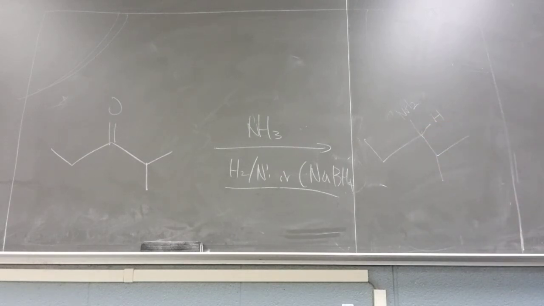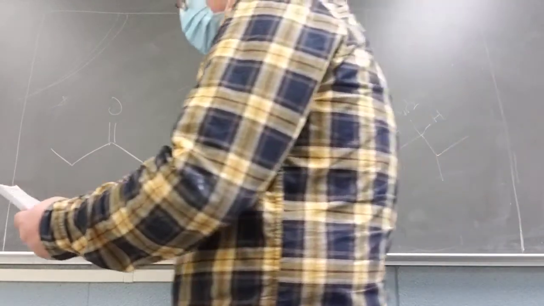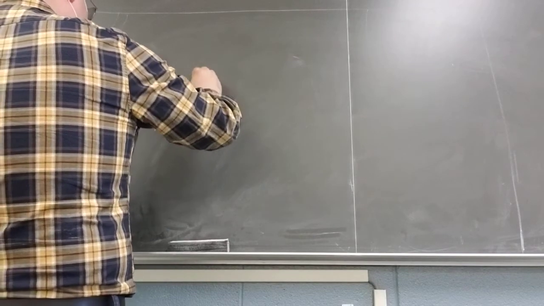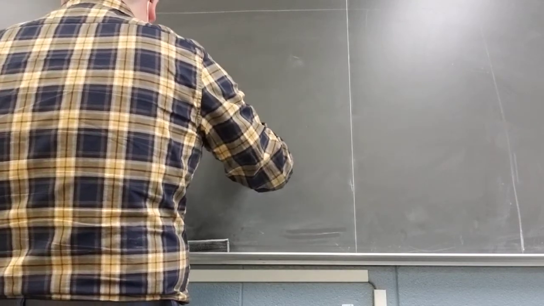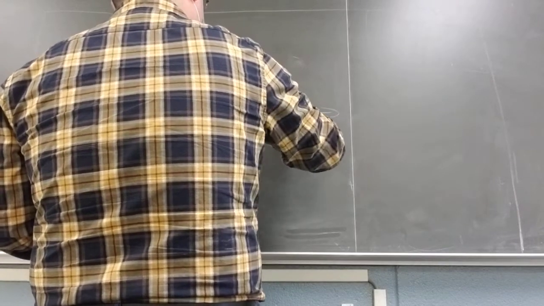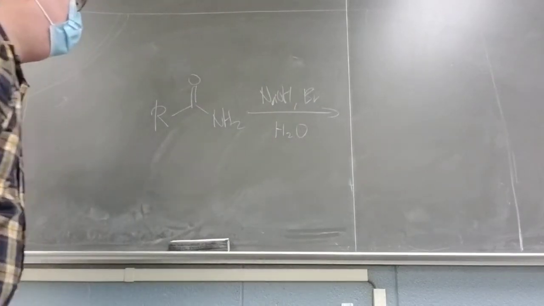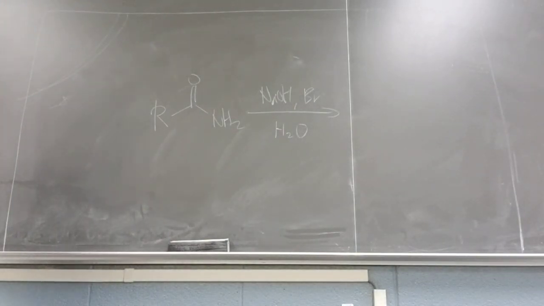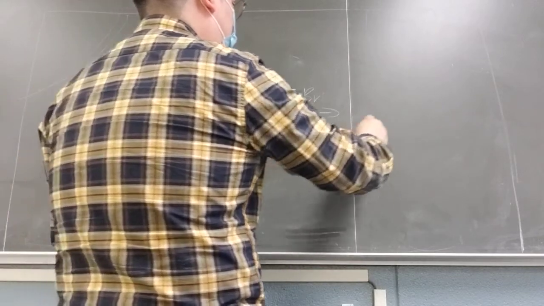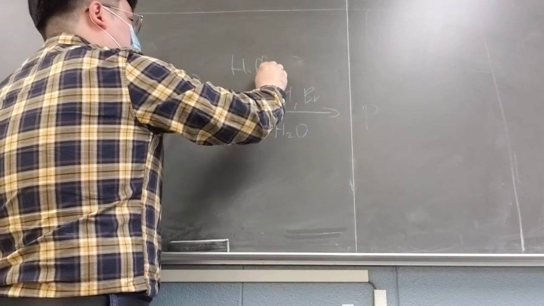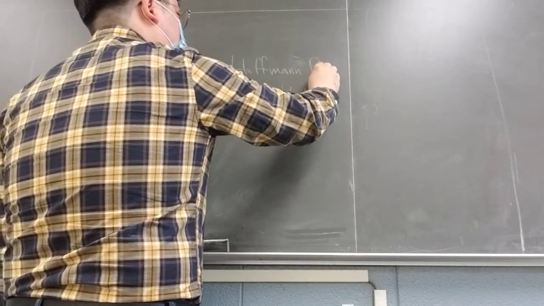All right. Okay, so let's move on to the last one that I want to talk about in this chapter. This is kind of tricky. Oh, I don't think it's tricky, just a longer process. Okay, so if you have this one over here, what happens to this one is they become this. So we call this a Hofmann rearrangement.